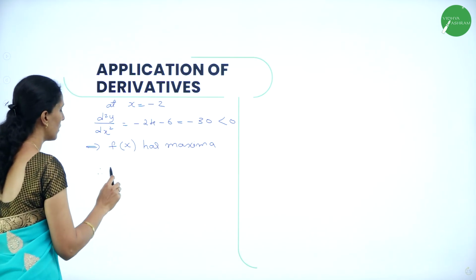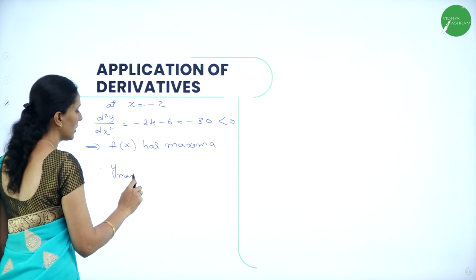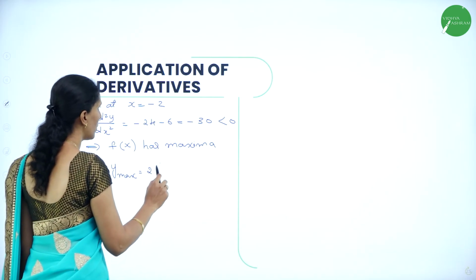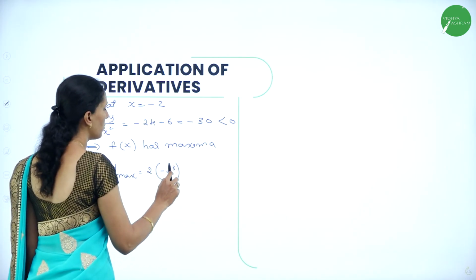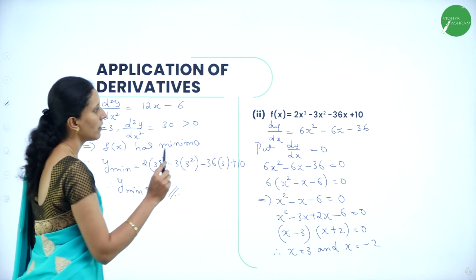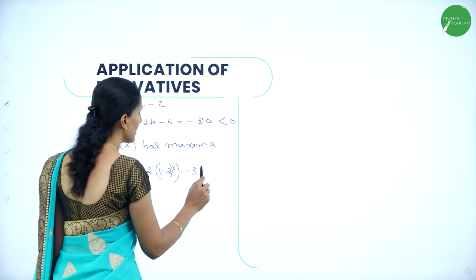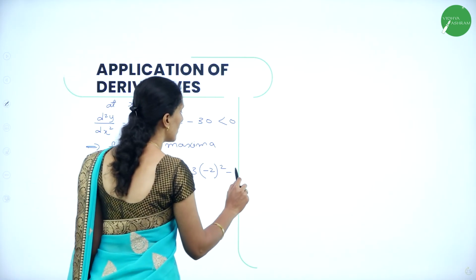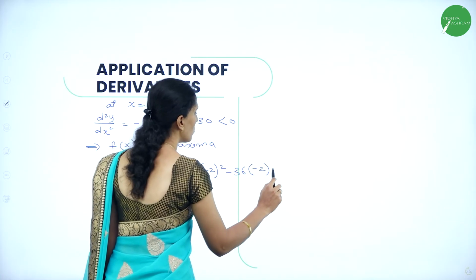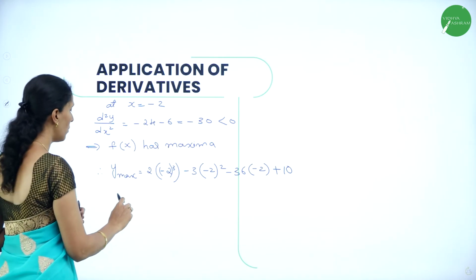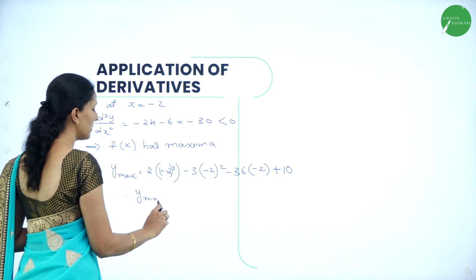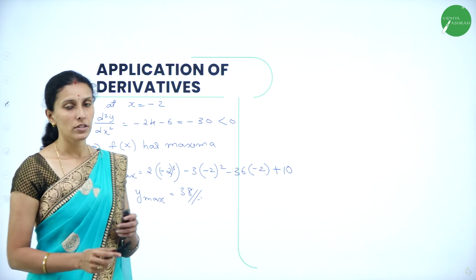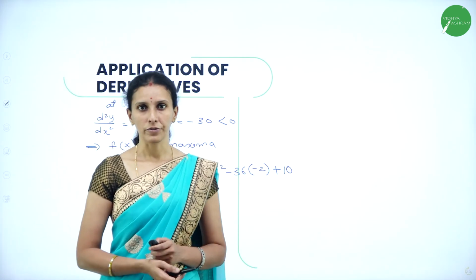So, therefore, y maximum is equal to, you can see the equation 2 into x cube, that is 2 into minus 2 whole cube. Next, we have minus 3x square, minus 3 into minus 2 whole square. Next, we have minus 36x, minus 36 into minus 2 plus 10. So, therefore, y maximum is equal to 38. So, solving this, you will get the answer as 38. So, this is the maximum value of the given function.